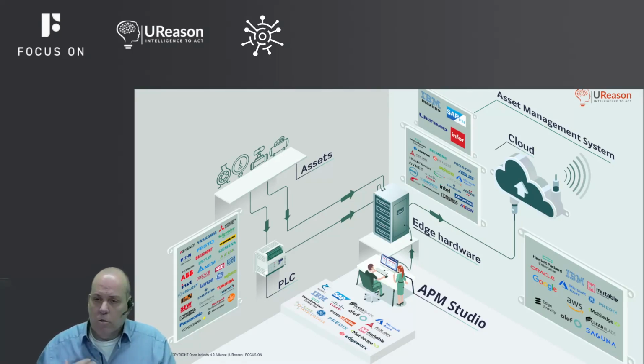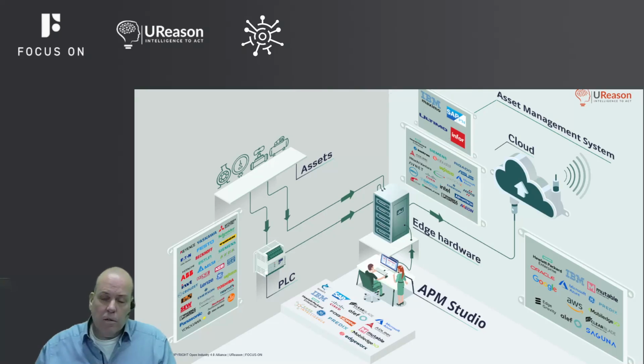UReason is a software provider. So we provide a software which we see roughly in the middle of the screen there, APM-Studio. And APM-Studio is a tool suite that allows you to reason in real time on data that is unlocked from assets out there in the field, asset data from different PLC manufacturers, or asset data directly unlocked from the assets out there in the field via hard interfaces, Profinet interfaces, Fieldbus interfaces, etc.